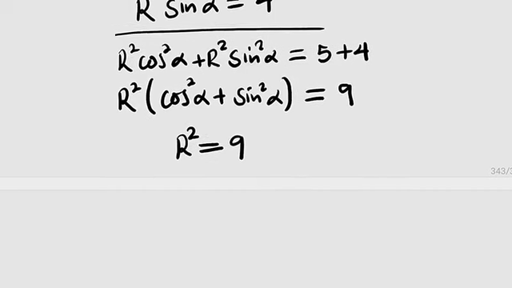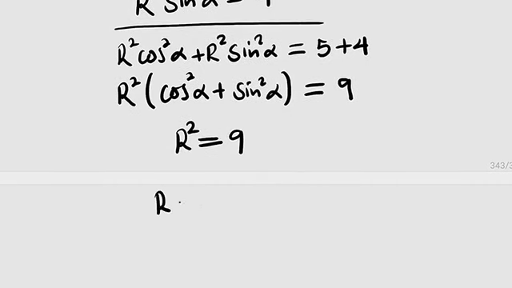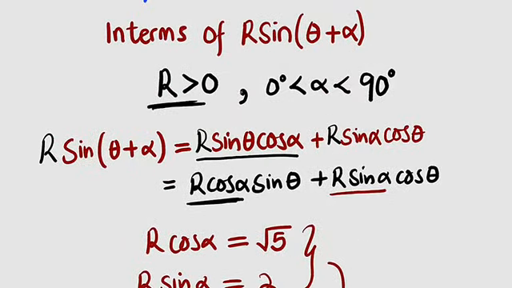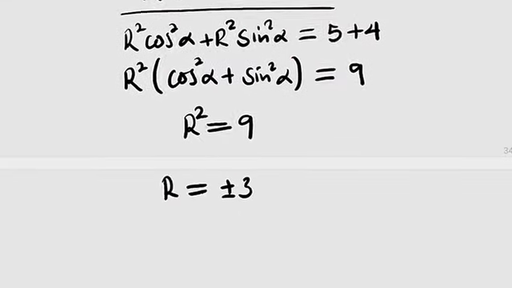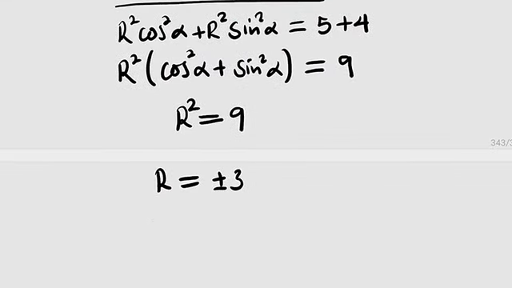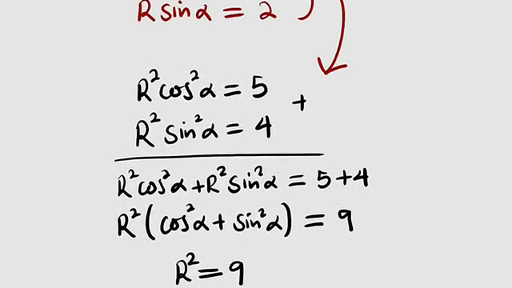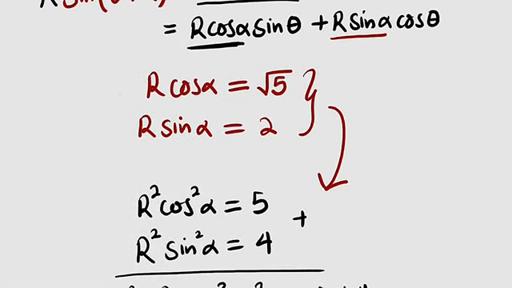If you take the square root of both sides, you have r equal to plus or minus 3. But remember, they said r is greater than 0 here, so we are going to take the positive result. It implies that r is equal to 3. Having obtained the value of r, we can use one of these two equations to find the value of alpha. Let me use the second one, r sine alpha equal to 2.